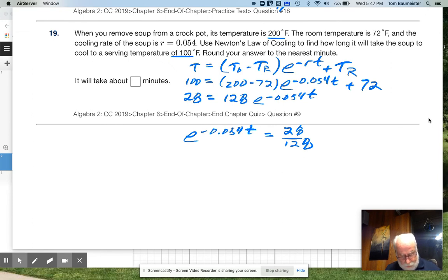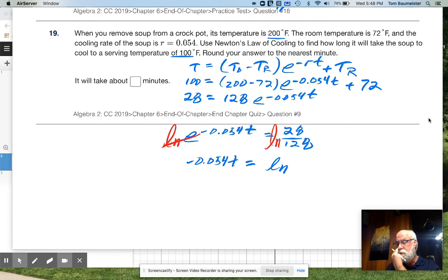Ladies and gentlemen, I need to get rid of that E so I can bring the T down. So how do I do that? Well, I natural log both sides. Okay. So if I natural log both sides, that'll tell me that I get negative 0.054 T is equal to the natural log of, I went ahead and divided 28 by 128, and I got 0.21875.